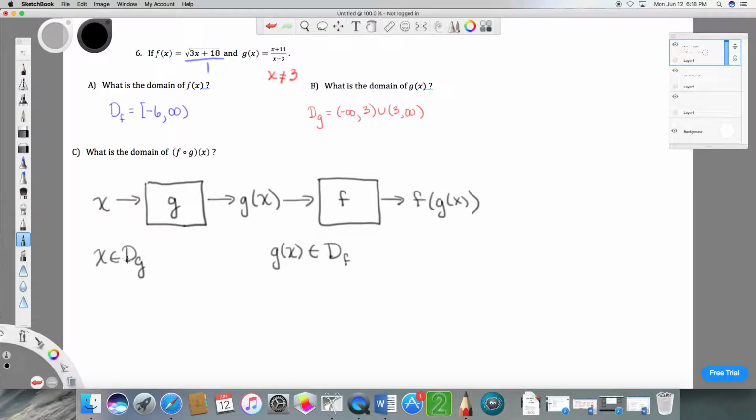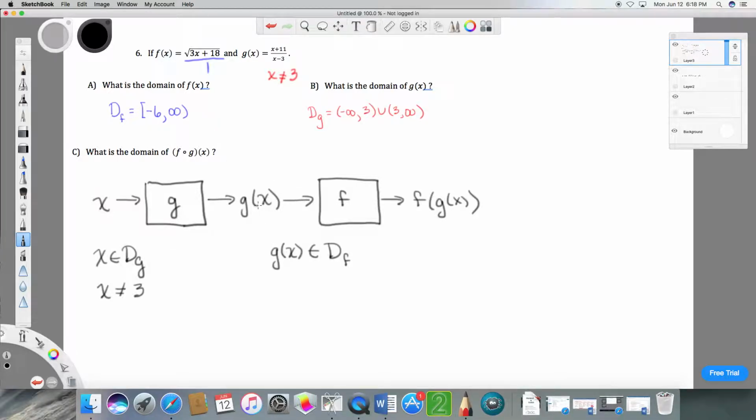So if we look over here at the domain of g, we found the domain of g to be all real numbers excluding positive 3. And rather than writing it in interval notation, I'm just going to write it here in a shorthand notation that x cannot equal 3. That's just my scratch work. All right. Now over here, the domain of f. The domain of f has to be -6 or larger.